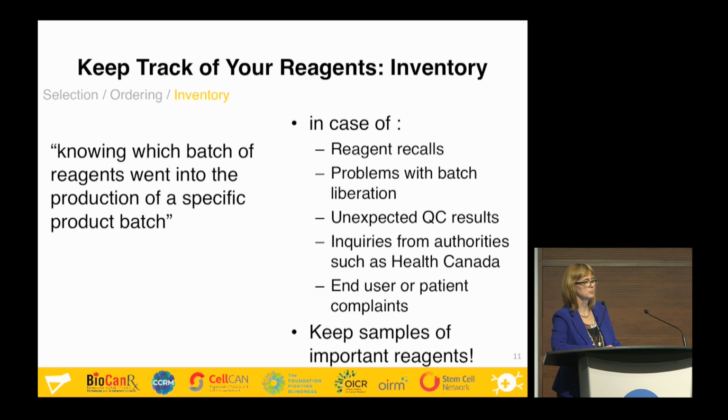This is important because you might get recalls from the manufacturer, or you might have unexpected quality control results that make you think about, could a reagent be the reason for the change in your quality control results? And also, once you have delivered the therapy, there could be questions from end users or patients, or Health Canada could have inquiries. For important samples, it's important to keep samples for important reagents in order to be able to test on a later stage if quality controls come back and they are unexpected.